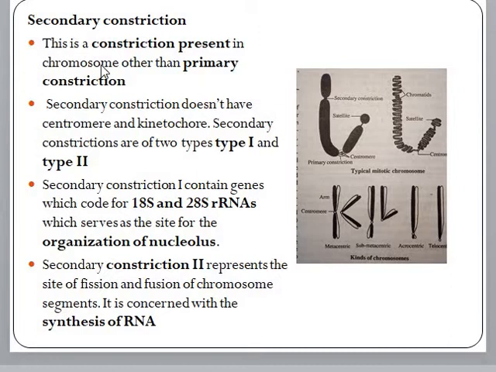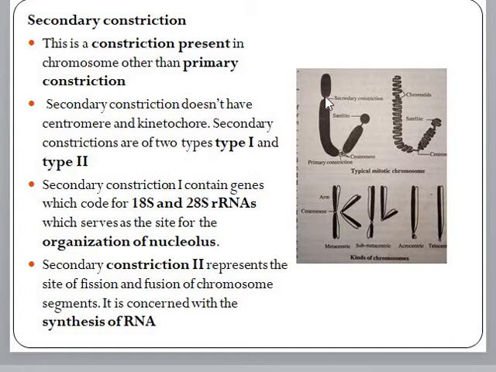Apart from the primary constriction, chromosomes also have another constriction, and that is called secondary constriction. The secondary constriction is located towards the end of an arm. And the secondary constriction is of two types, type 1 and type 2.